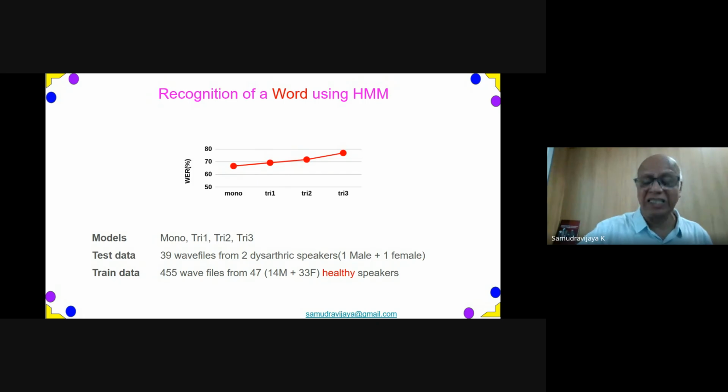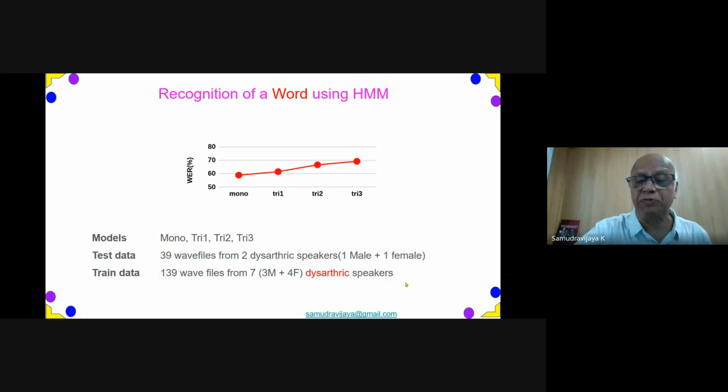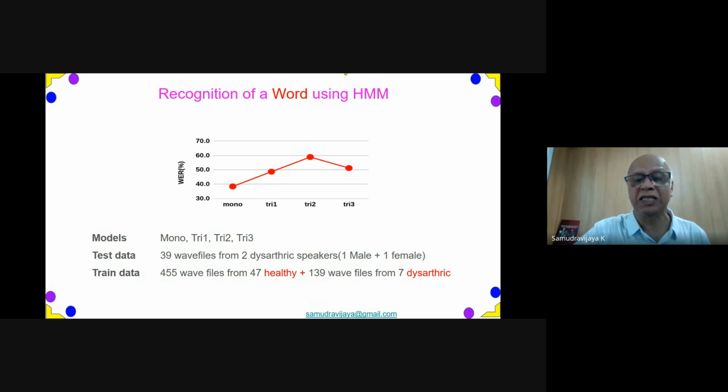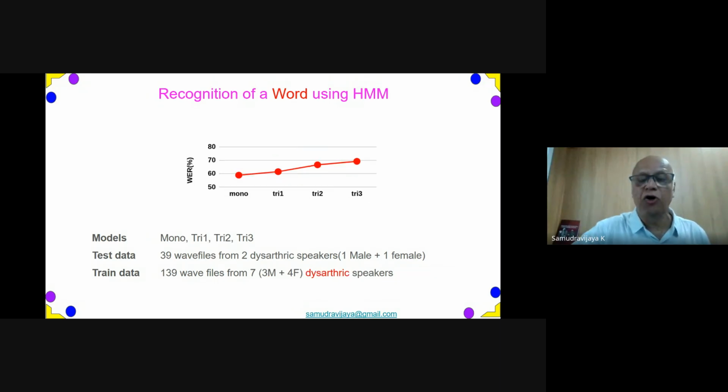Now, let us train the system with the dysarthric speakers only and ask it to recognize. So now we'll talk of the matched condition. That is, the system was trained with the dysarthric people's speech and tested also with dysarthric speech. So it's called a matched condition. And then the errors are slightly lower. In the earlier case, the error was more than 60%. Now it is around 60%, for example, for mono.